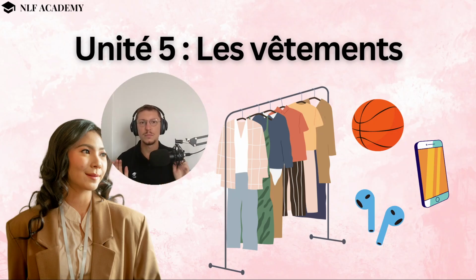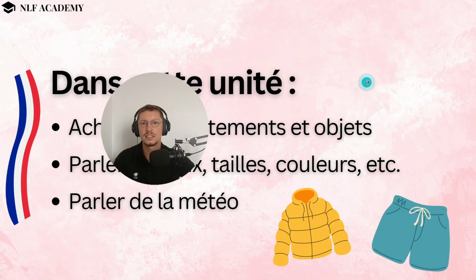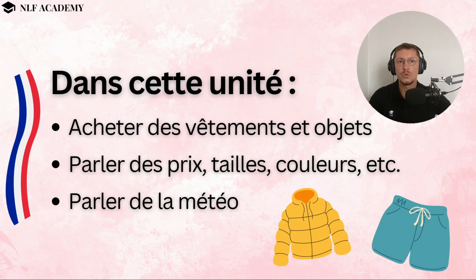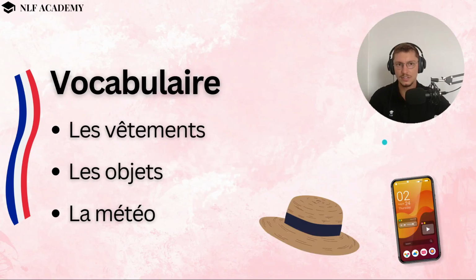So, in unit number 5, we are going to talk about clothing and objects. So, how to buy and describe clothing, objects. So, also talking about the size, the colors, the material, the prices, etc. Talking about the weather as well. This will be the main topics of this unit.